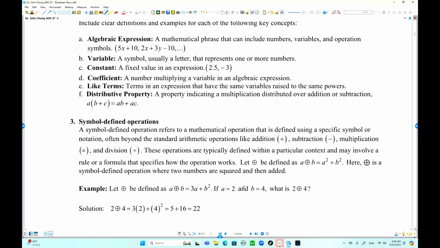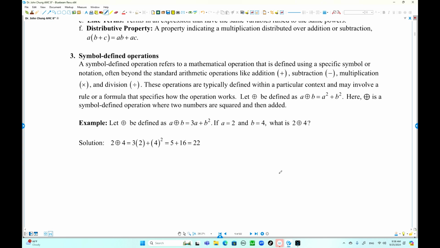Just for example, here you go. A symbol B is defined this way: 3 times the first number plus the second number squared. If A is 2 and B is 4, I'm going to put these numbers in the equation. So 3 times the first number, 3 times 2, plus the second number squared, by the definition. So the result is 6 plus 16 equals 22. That is the symbol operation.